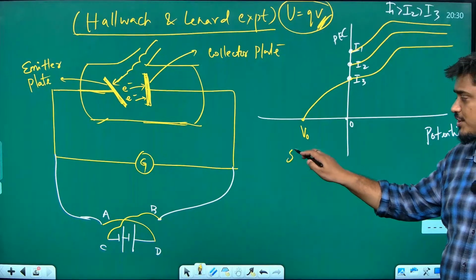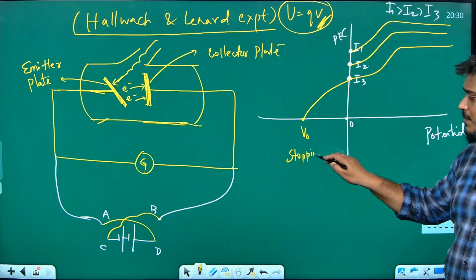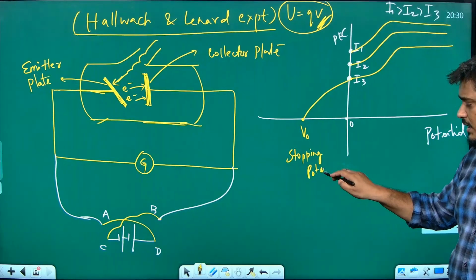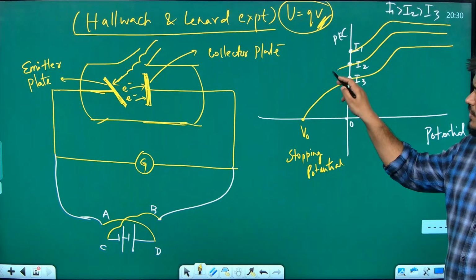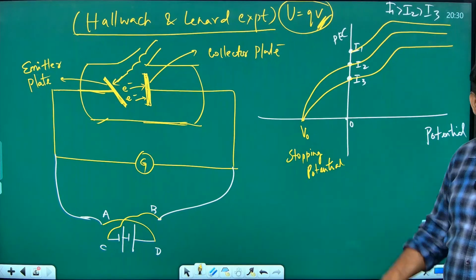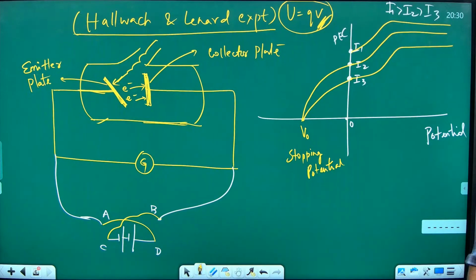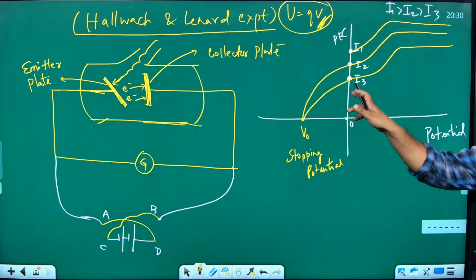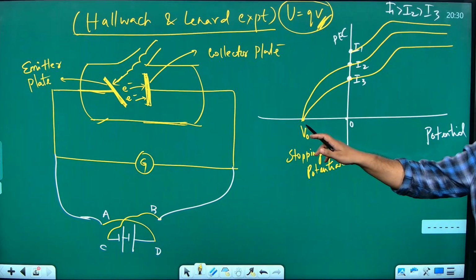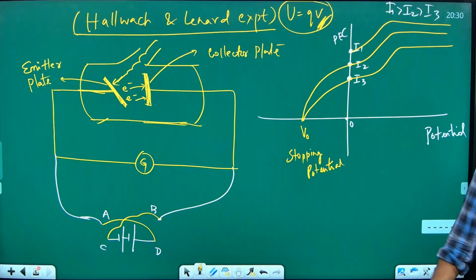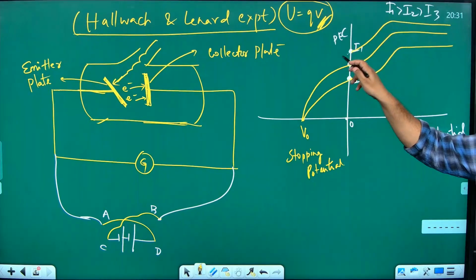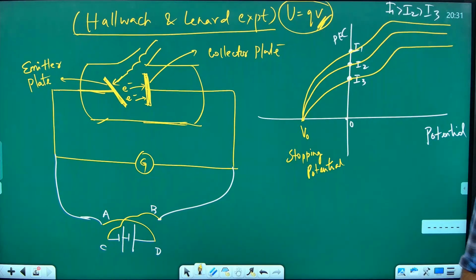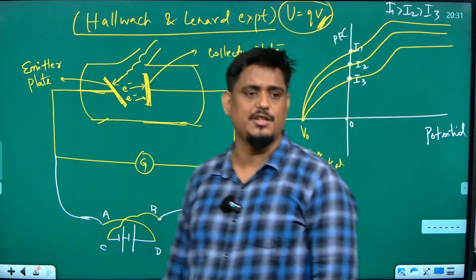This V0 is called what potential? Stopping potential. The current became zero. If I see for the second, it also reduced, again became zero. The surprising thing was the same potential. If to make the third intensity zero, I needed 20 volts of potential, for making I2 zero also, I needed the same 20 volt potential. And to make I1 also, I needed the same 20 volt potential.